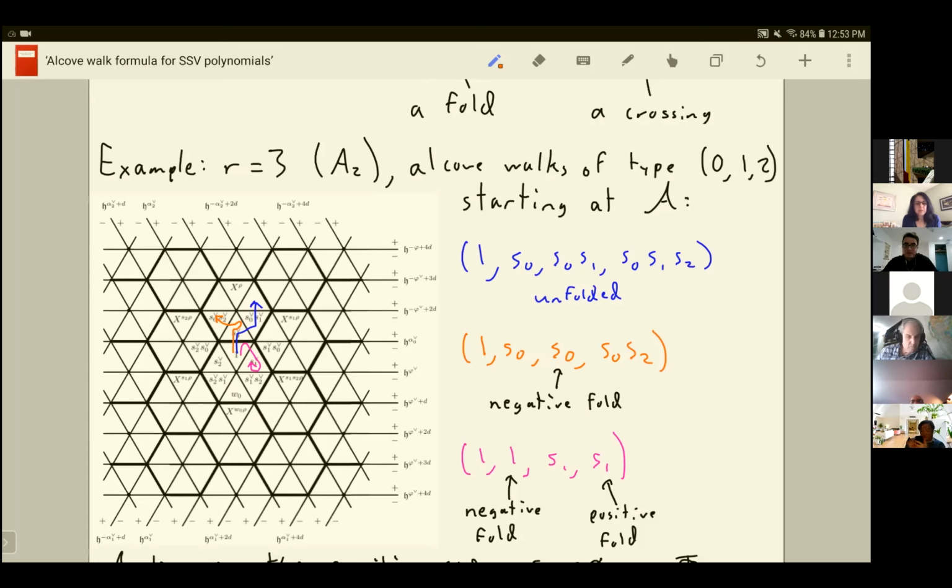Yeah, and if the wall you go through or not go through, so there's one wall that maybe separates you from the fundamental alcove, and if that's the wall that you choose not to go through, then that's a negative fold. Not necessarily. It depends on where you are positioned.